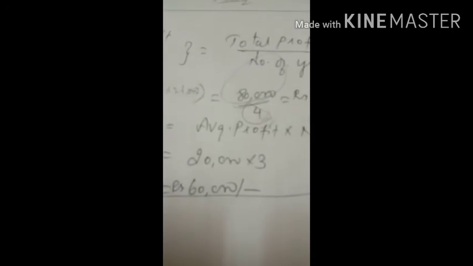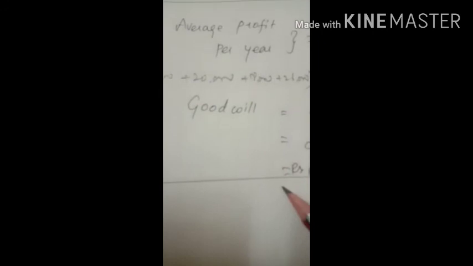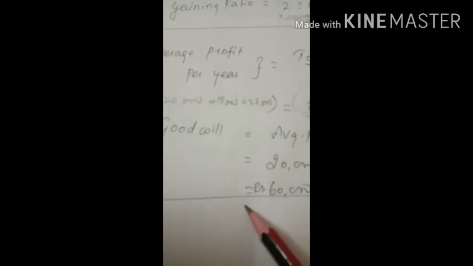So we are taking goodwill as average profit into number of years purchase. So 20,000 into 3, since they have given 3 years of purchase of profit. That is 20,000 into 3, which is 60,000. This is the present value of goodwill of this company. Okay.